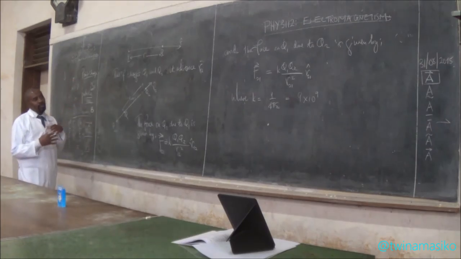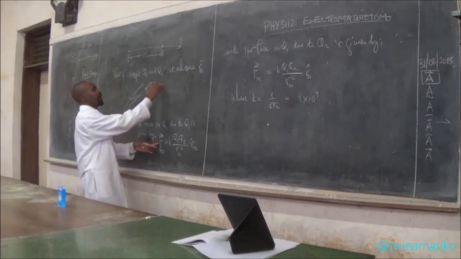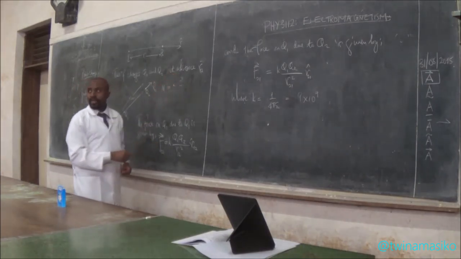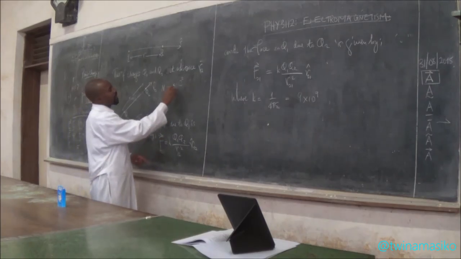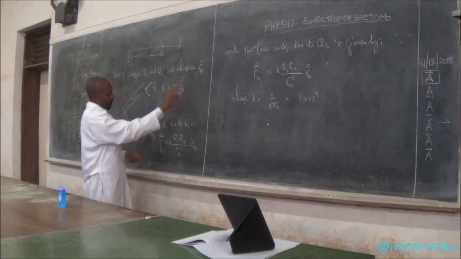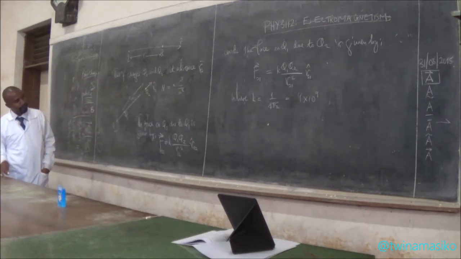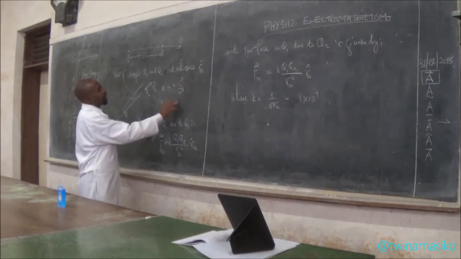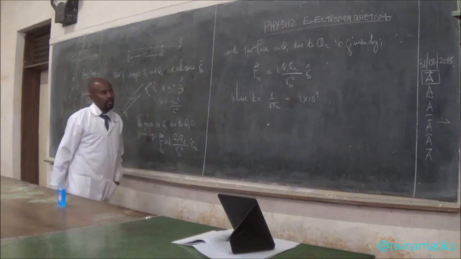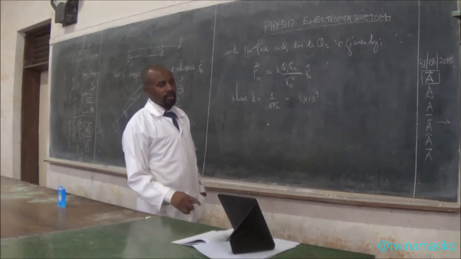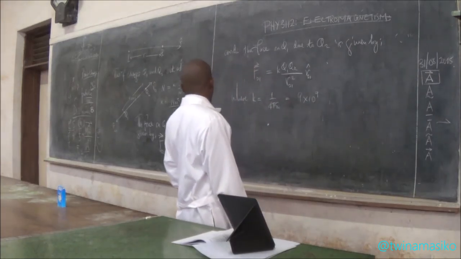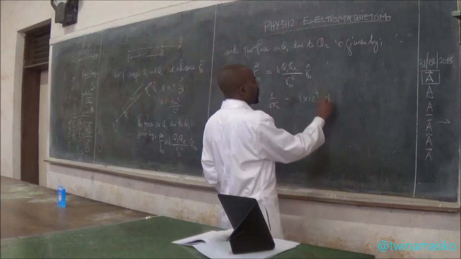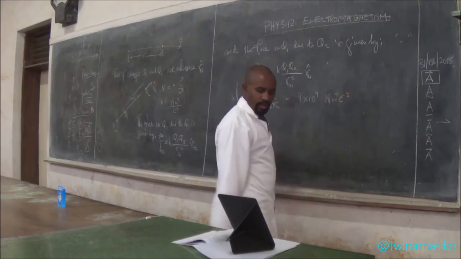I always prefer to derive them, so we have a newton equal to K, and then you have a coulomb squared, and then divided by a meter squared. Is that all? And then you get your K as newton meter squared over coulomb squared. So that means it will be newton meter squared per coulomb squared. Newton meter squared per coulomb squared.